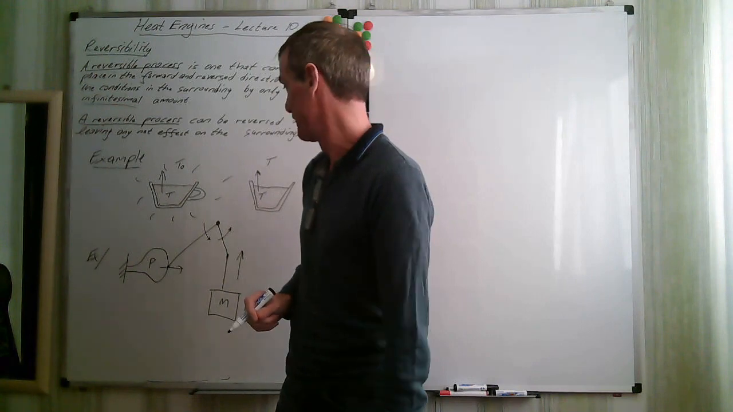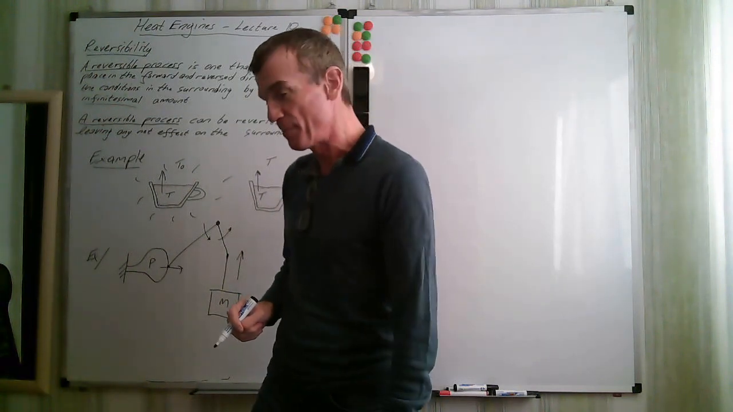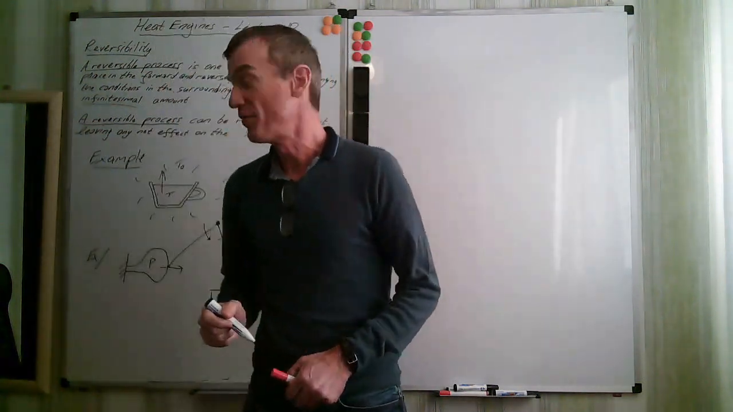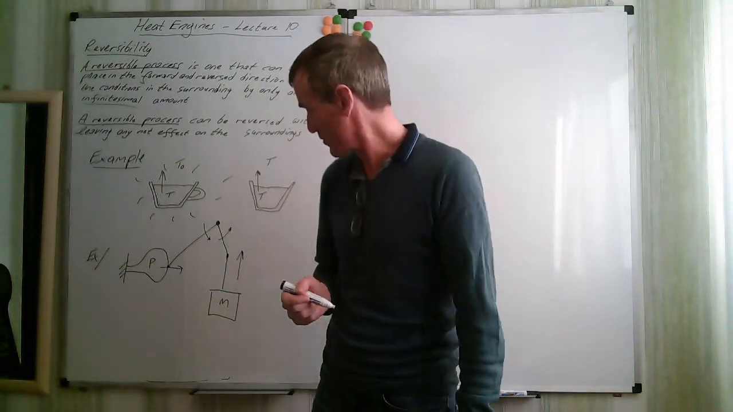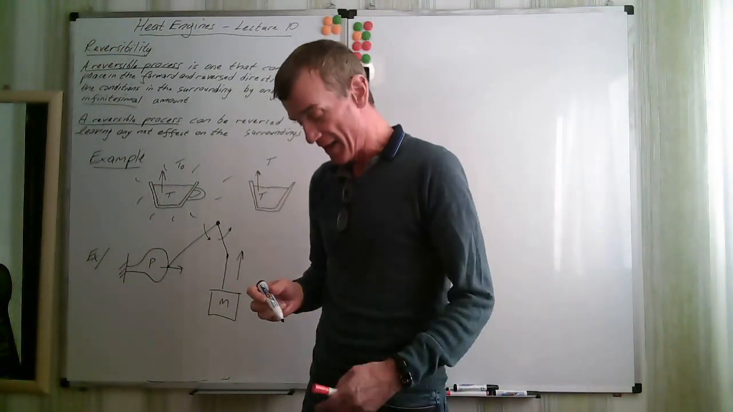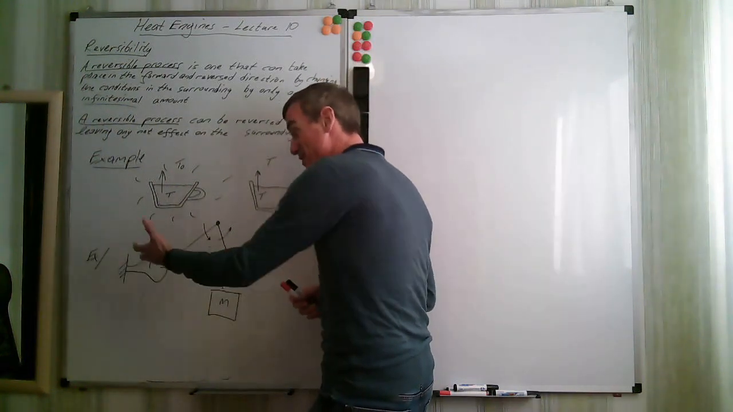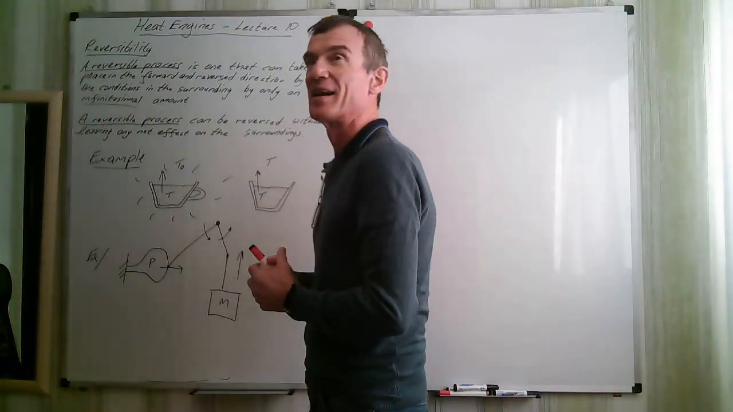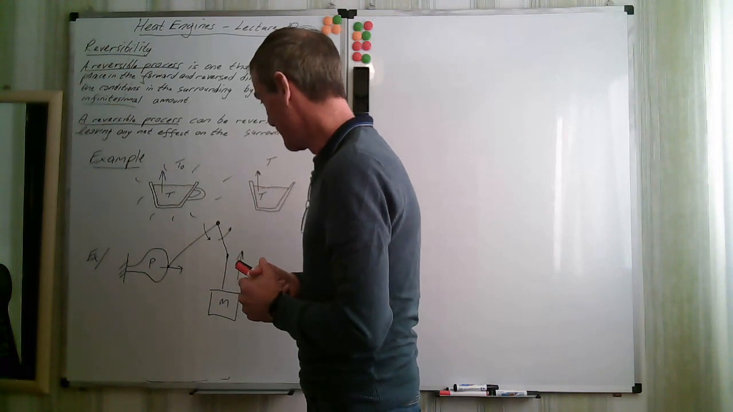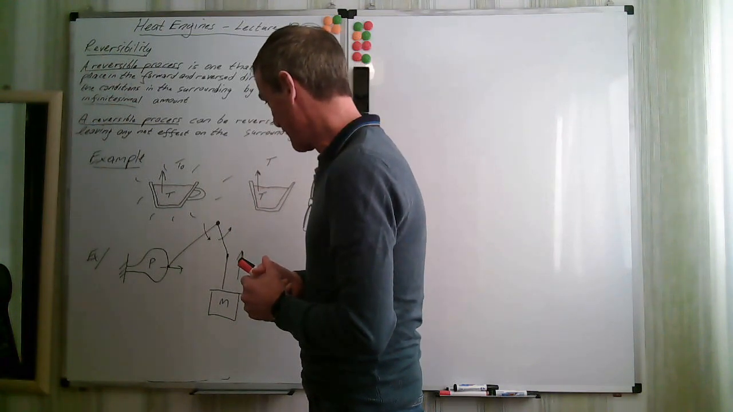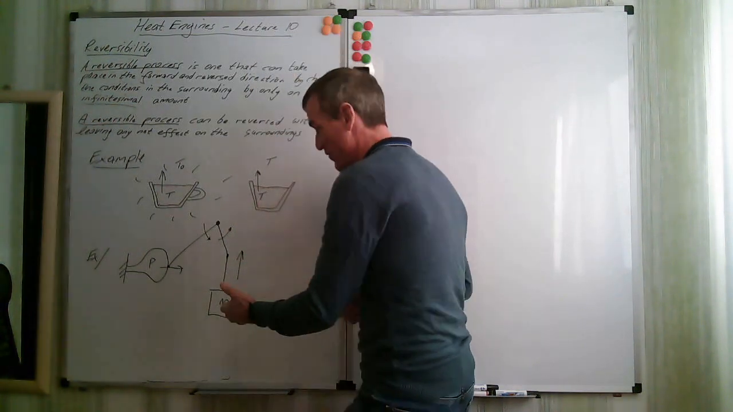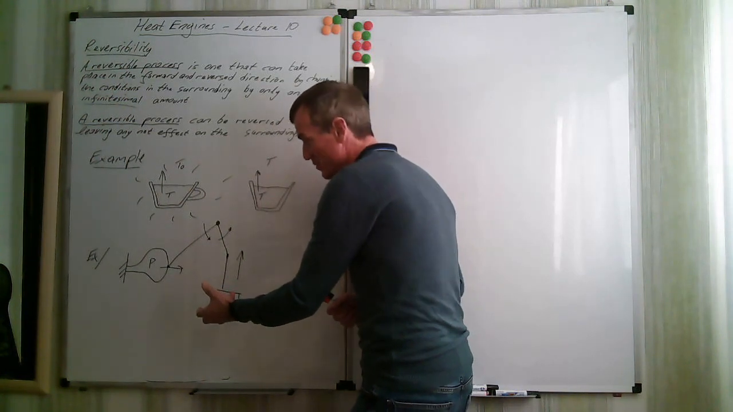So there's an example of a reversible system. Bear in mind, this is happening very slowly. If this is a reversible system, it would have to be very slow. And we can see, in fact, how to reverse it.